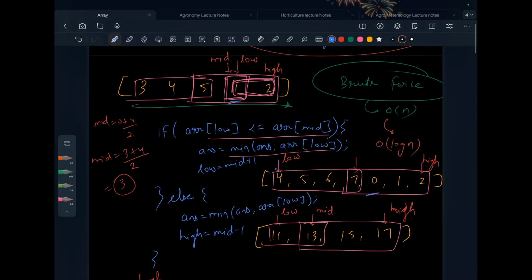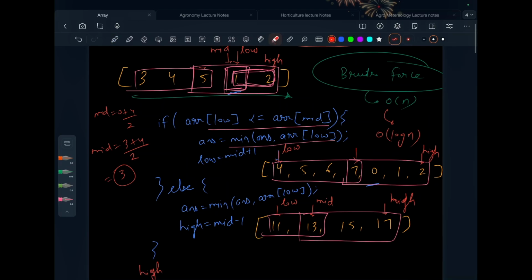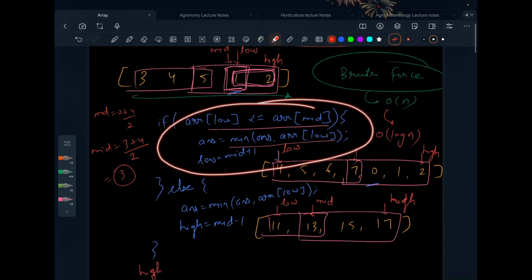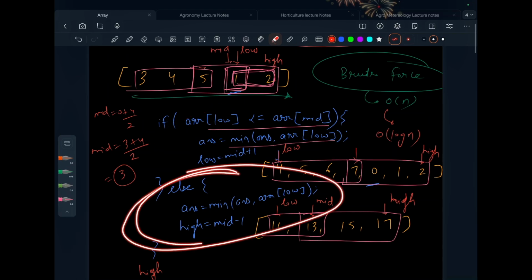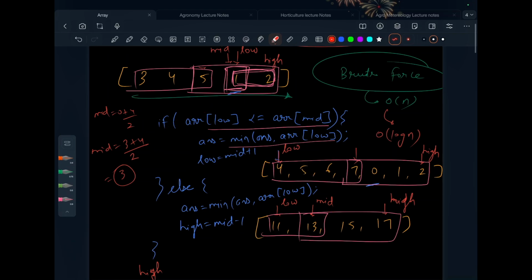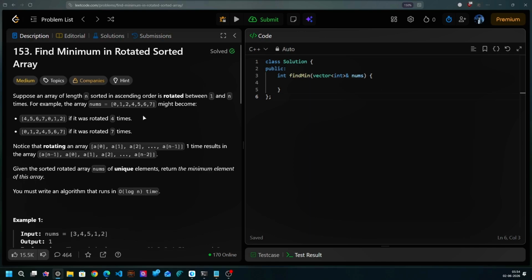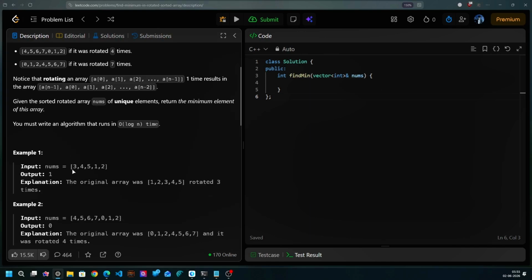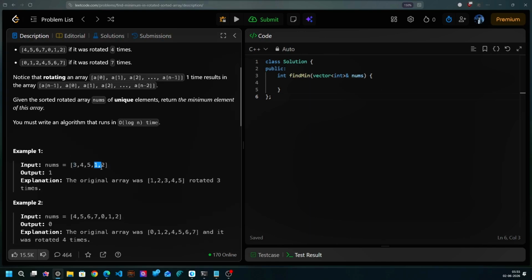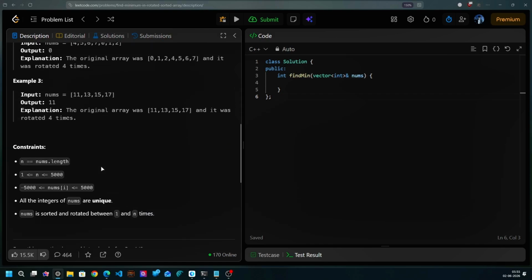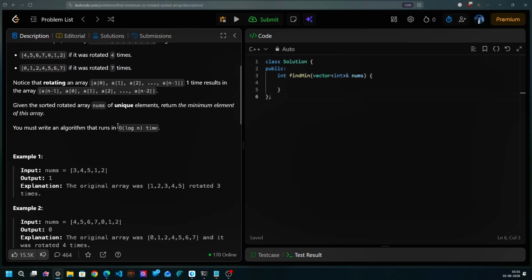So basically we have 2 portions, one is sorted, one is unsorted. So this condition will pick the value from the left portion, this condition will pick the value from the right portion, right? So it is a binary search, so our time complexity will be log n. So let's write the code. This is our problem. We have an array which is rotated, and you have to find the minimum value in this rotated array, and we have to solve this problem in log n time.